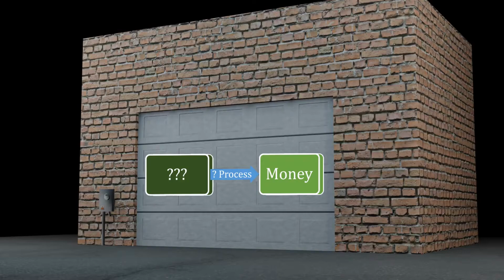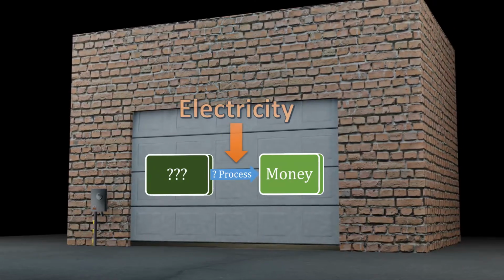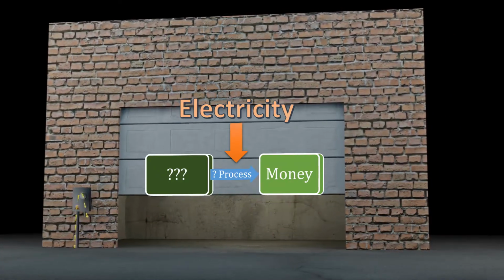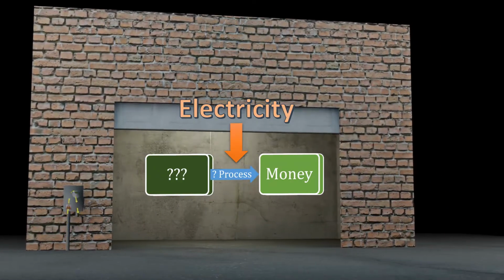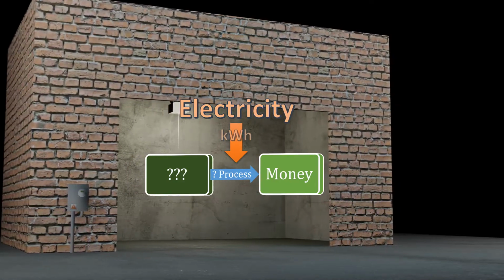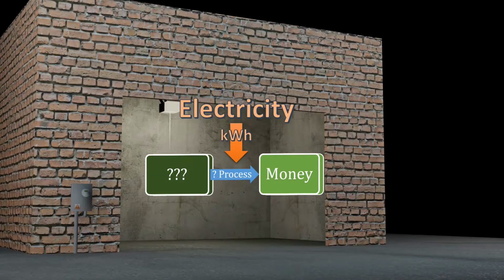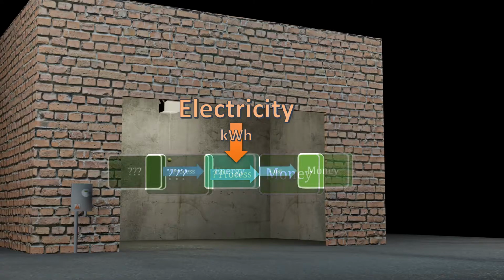First, we need to outline our process. The answer we want is an amount of money. So why does opening a garage cost money? It takes electricity to run, and electricity costs money. Electricity is usually sold by the kilowatt hour, which is a measurement of energy. So, if we can find how much energy we need to open the garage door, we can then find the cost of the energy.